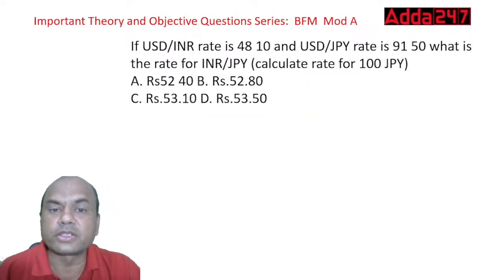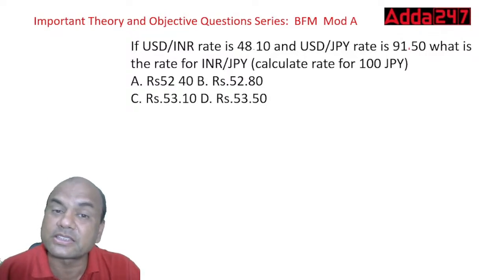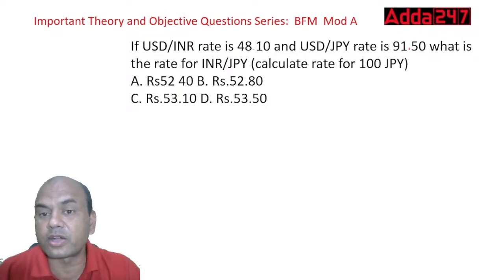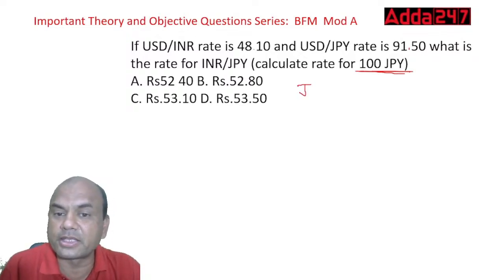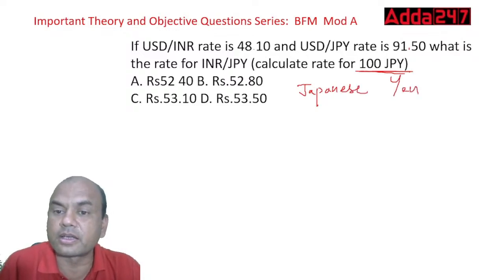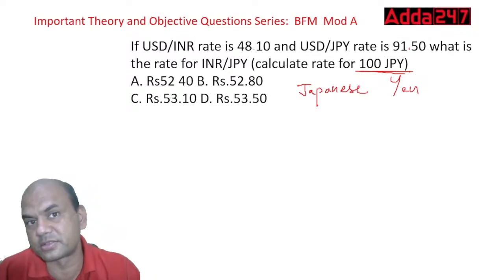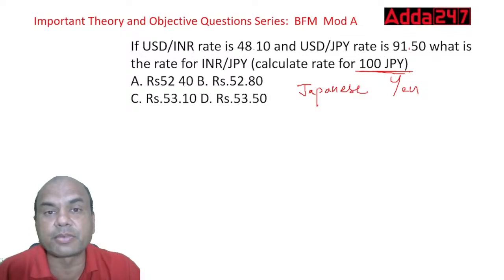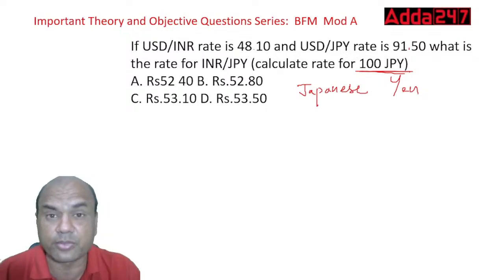If the USD INR rate is 48.10 and the USD JPY rate is 91.50, what is the rate of INR to JPY? This is not simple. Calculate the rate for 100 JPY. Remember, JPY means Japanese yen, their currency. Japanese yen is always calculated in terms of hundreds. We always calculate 100 JPY, 200 JPY, 300 JPY. Rates are quoted in that angle. Why? Because the currency unit is very small.